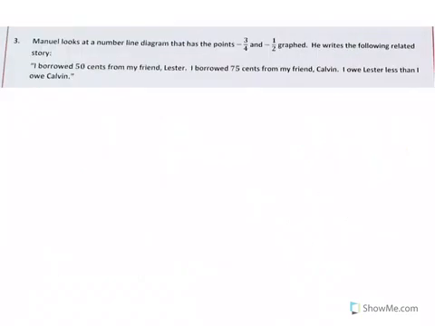Okay, another example. Manuel looks at a number line diagram that has the points negative 3/4 and negative 1/2 graphed. He writes the following related story. I borrowed 50 cents from my friend Lester.